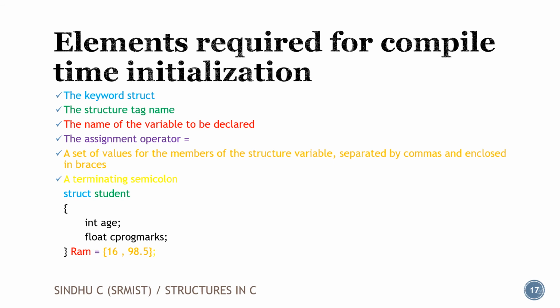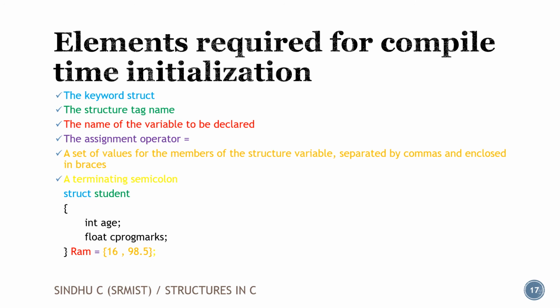So these are the elements required for compile time initialization. Above I have given all the 6 components, and below I have given an example. First the keyword struct, then you should have a tag name. In the example the tag name is student. Then inside curly braces you have two members, which are age and C program marks.